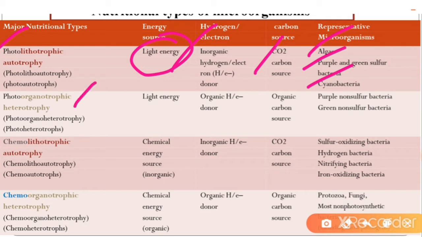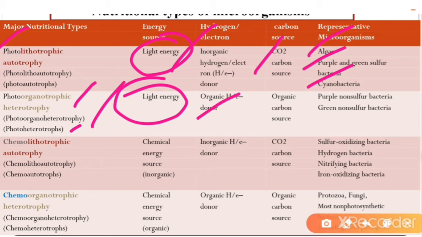Next is photoorganoheterotrophy, the photoheterotrophs. They use light as an energy source, organic hydrogen as an electron donor, and organic carbon as a carbon source. Purple non-sulfur bacteria and green non-sulfur bacteria are the examples.